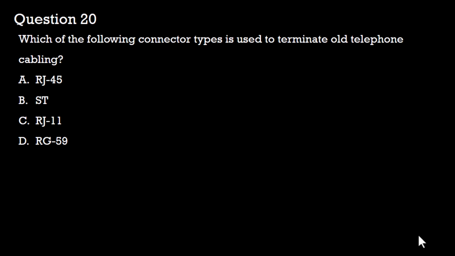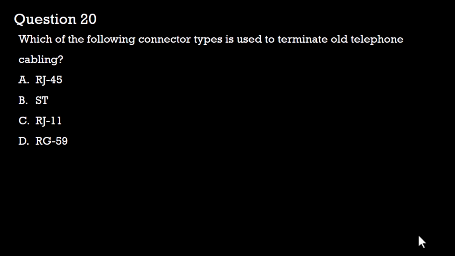Question 20. Which of the following connector types is used to terminate old telephone cabling? A. RJ45. B. ST. C. RJ11. D. RJ59.